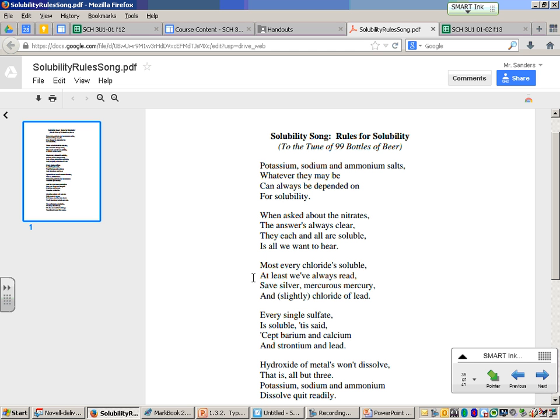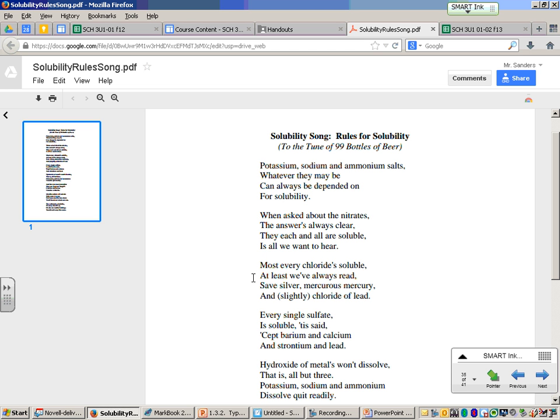Now, I'm not going to have you memorize the whole table, but in a lot of our reactions, I use sodium and potassium and ammonium. And if you can remember that potassium, sodium, ammonium salts, whatever they may be, can always be depended on for solubility, then you don't have to check the table every time, and it saves you a little bit of time, and then you don't panic at the end of tests because you've saved some time. So I would say that the first verse here does have a function. So anyway, I like it.